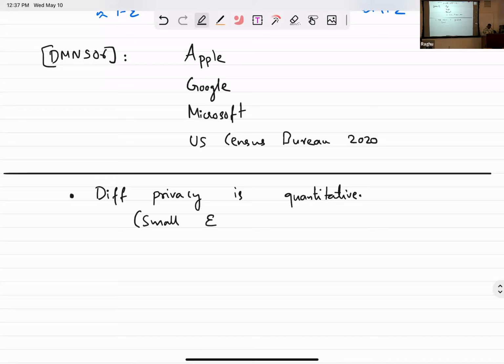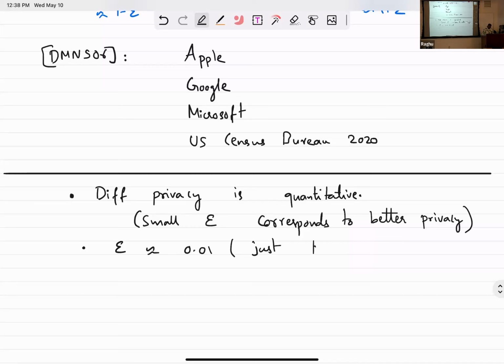And in particular, small epsilon corresponds to better privacy. And typically you can think of epsilon as roughly 0.01. So if you want some concrete parameter, think of it as being something like 0.01.